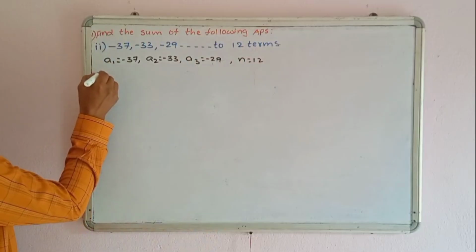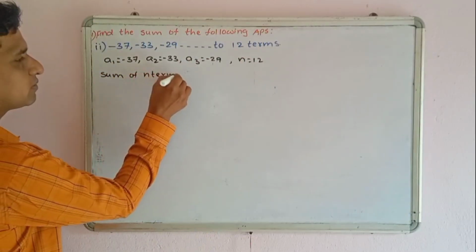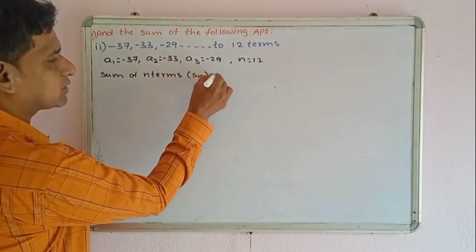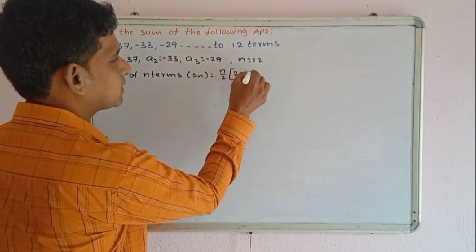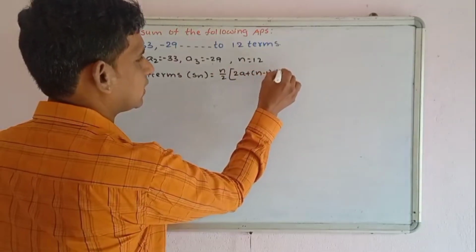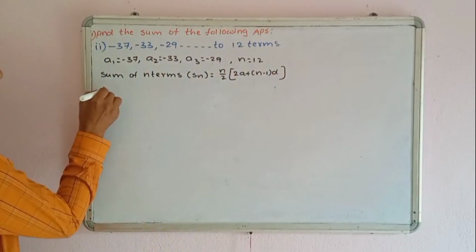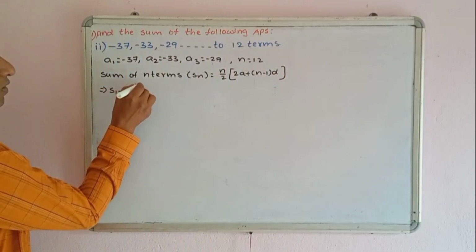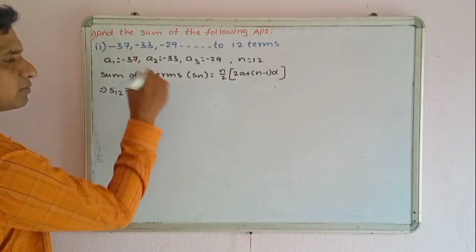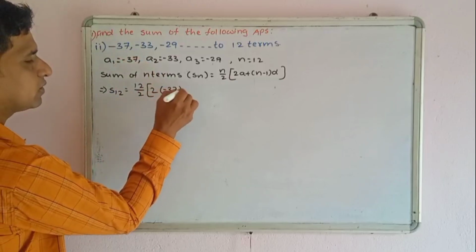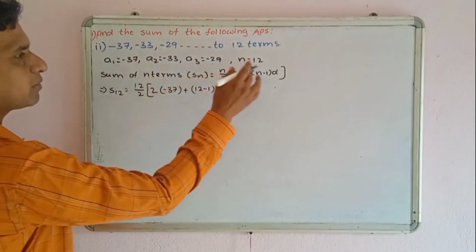Now the sum of n terms. What is the formula? Sn equals n by 2 into 2a plus n minus 1 into d. So here how many terms are there? 12 terms. So S12 equals 12 by 2 into 2a, where a is nothing but A1, minus 37, plus n minus 1, that is 12 minus 1, into d, the common difference.